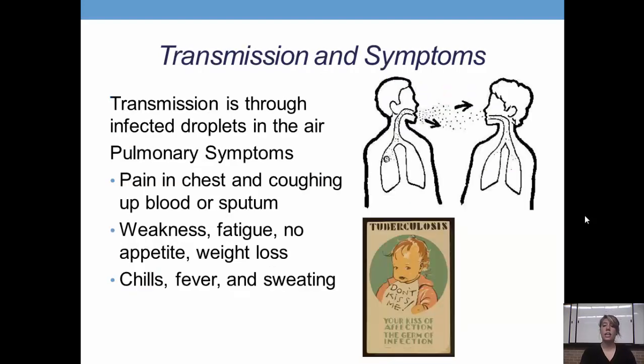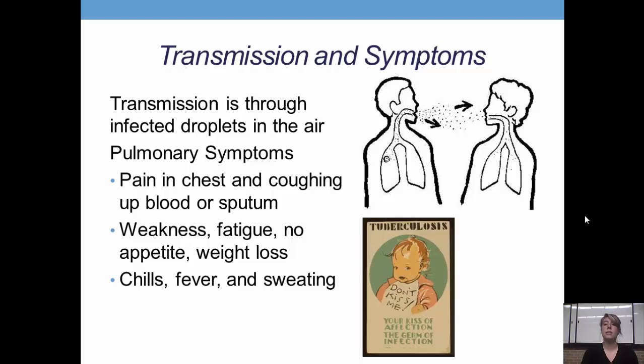So, transmission and symptoms of tuberculosis. Transmission is through infected droplets in the air. When someone that is sick with tuberculosis coughs, sneezes, spits, or talks, infected droplets can get from the lungs into the air that other people are breathing. And when someone that does not have the disease breathes in these infected droplets, they can become sick.